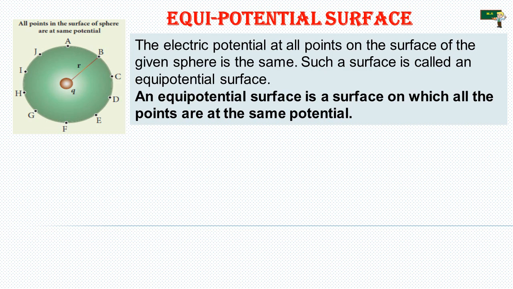And the definition is: the electric potential at all points on the surface of the given sphere is the same. Such a surface is called an equipotential surface. An equipotential surface is a surface on which all the points are at the same potential. Here A, B, C and D have the same potential. There is no difference in potentials.